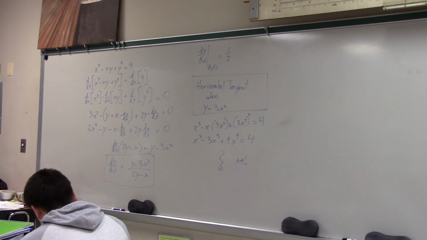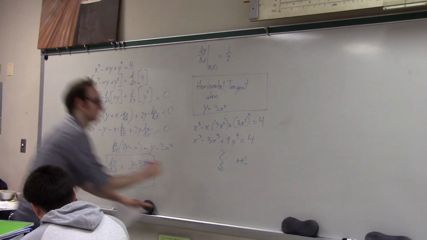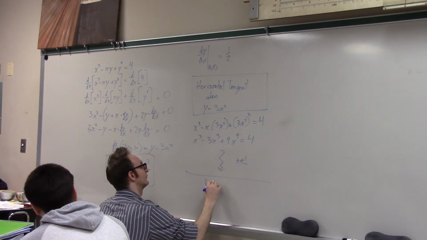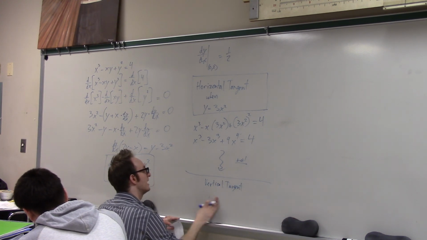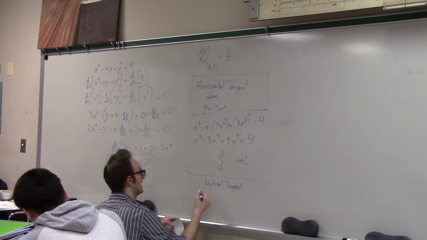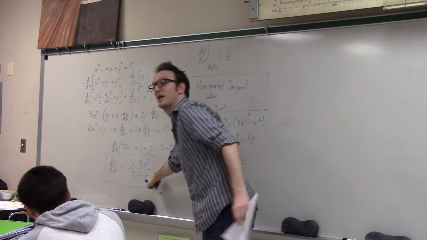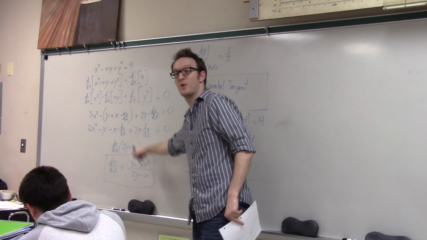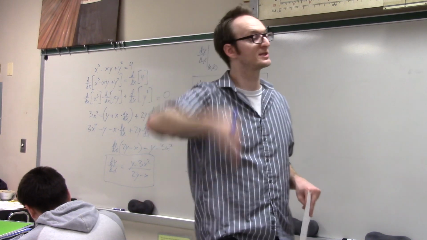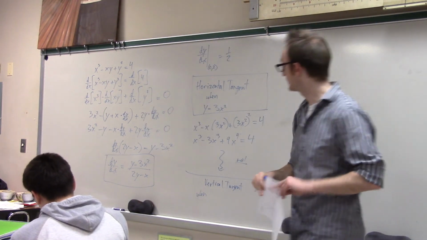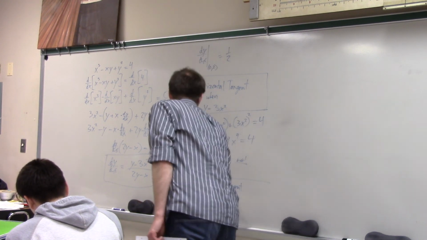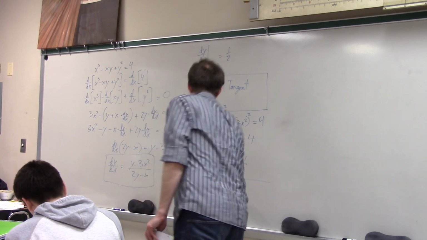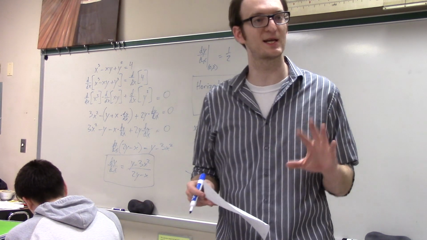When will there be a vertical tangent? Yeah, vertical tangent when the denominator is going to 0, right? So there'll be a vertical tangent when the slope of the tangent line is more or less infinity, which happens when this bottom is going to 0. So that's going to be whenever x equals 2y. And perhaps I could solve for that. All right, you guys get the hang of this?